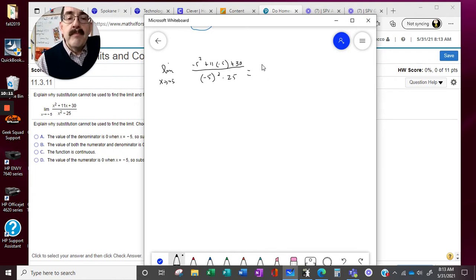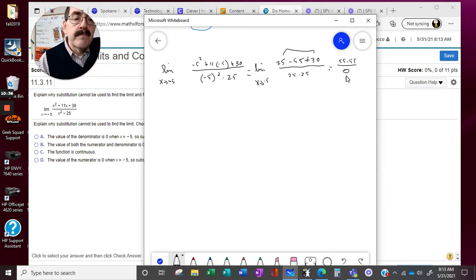Now, while you wrote that, you may have noticed something. The limit as x approaches negative 5: 5 times 5 is 25, minus 55 plus 30. What is that, 55 minus 55? And 25 minus 25 is 0. You can't divide by 0. So now, it can't be continuous. Something happens at x equals negative 5, it cannot be continuous, because you can't divide by 0.